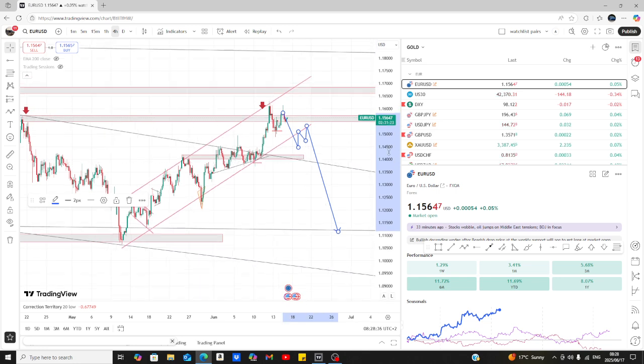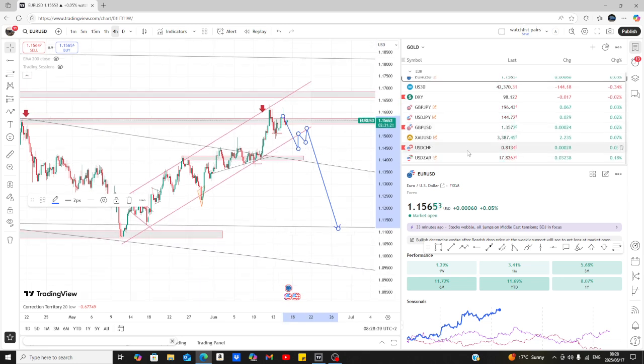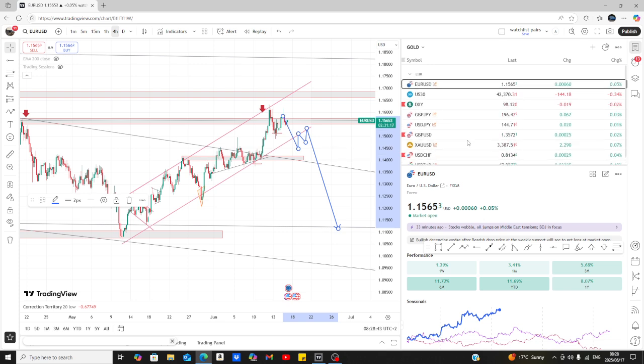And that's all for today. Currently I'm in a USD Swiss long. Gold, if you want, you can enter some short trades there. Euro USD, not really keen to trade that today.